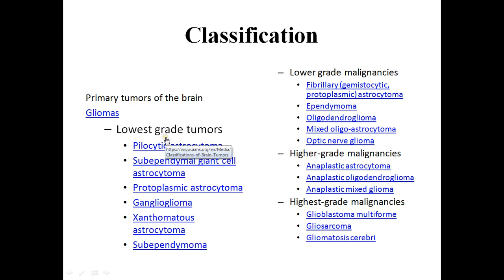In the lowest grade, we have pilocytic astrocytoma, subependymoma, and ganglioglioma. While these are the lowest grade, these are the low grades. Low grade can have tumors of low grade malignancy. These are fibrillary astrocytomas, ependymomas, oligodendrogliomas. In high grade, we have anaplastic astrocytoma, anaplastic oligodendroglioma, and anaplastic mixed glioma, while the highest grade is glioblastoma multiforme and gliosarcoma. So the prognosis is worst here, but that is good prognosis here.